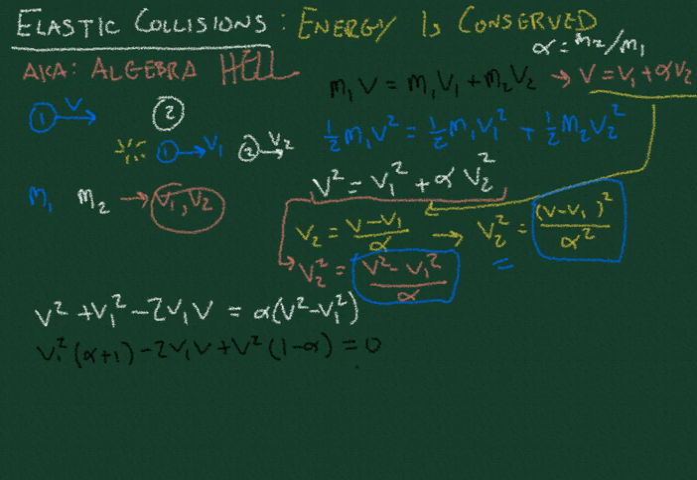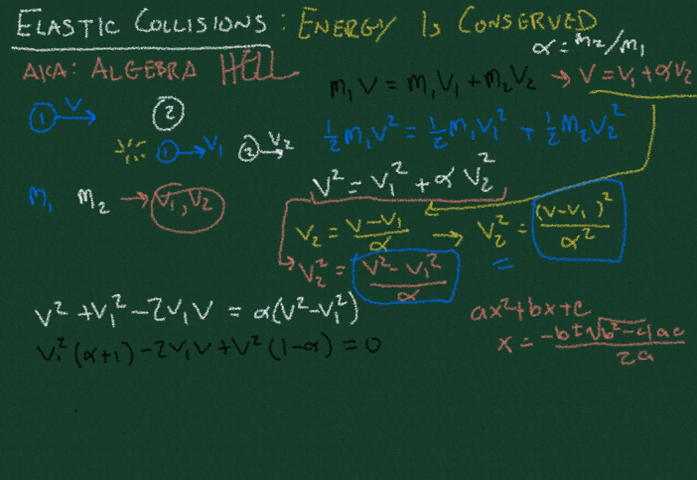Okay, and now we have to remember our quadratic formula. In case you've forgotten that, I don't think we've had to use that yet this semester. So remember, if we have something that's ax squared plus bx plus c, then the solution to this is x equal to negative b plus or minus the square root of b squared minus 4ac all over 2a. So we just plug that into this equation.